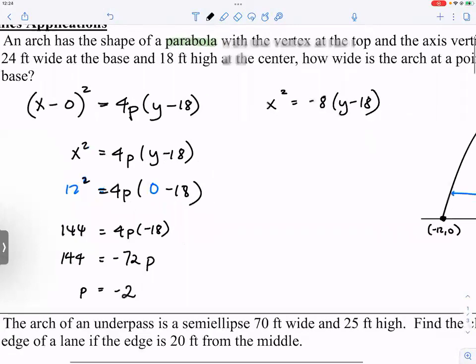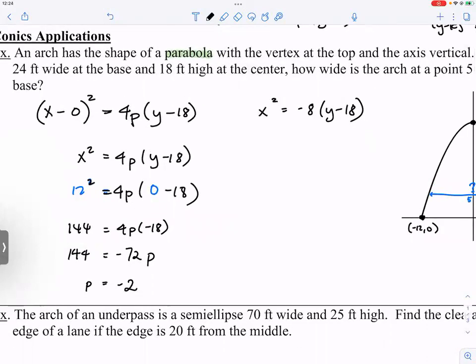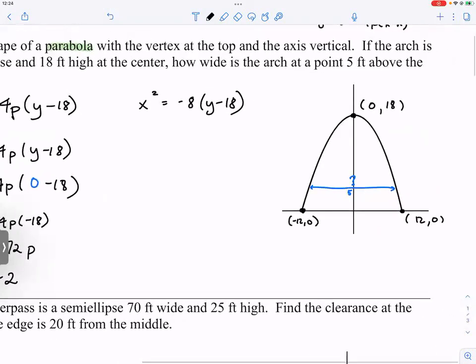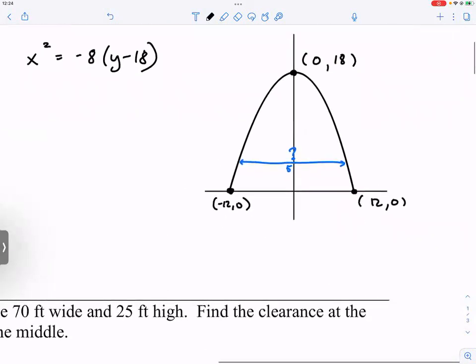But that's just halfway through our process. Again, now we have the equation. Wonderful. But how can we find out the width of the arch at the height of 5? Louder. Put in 5 for y because?